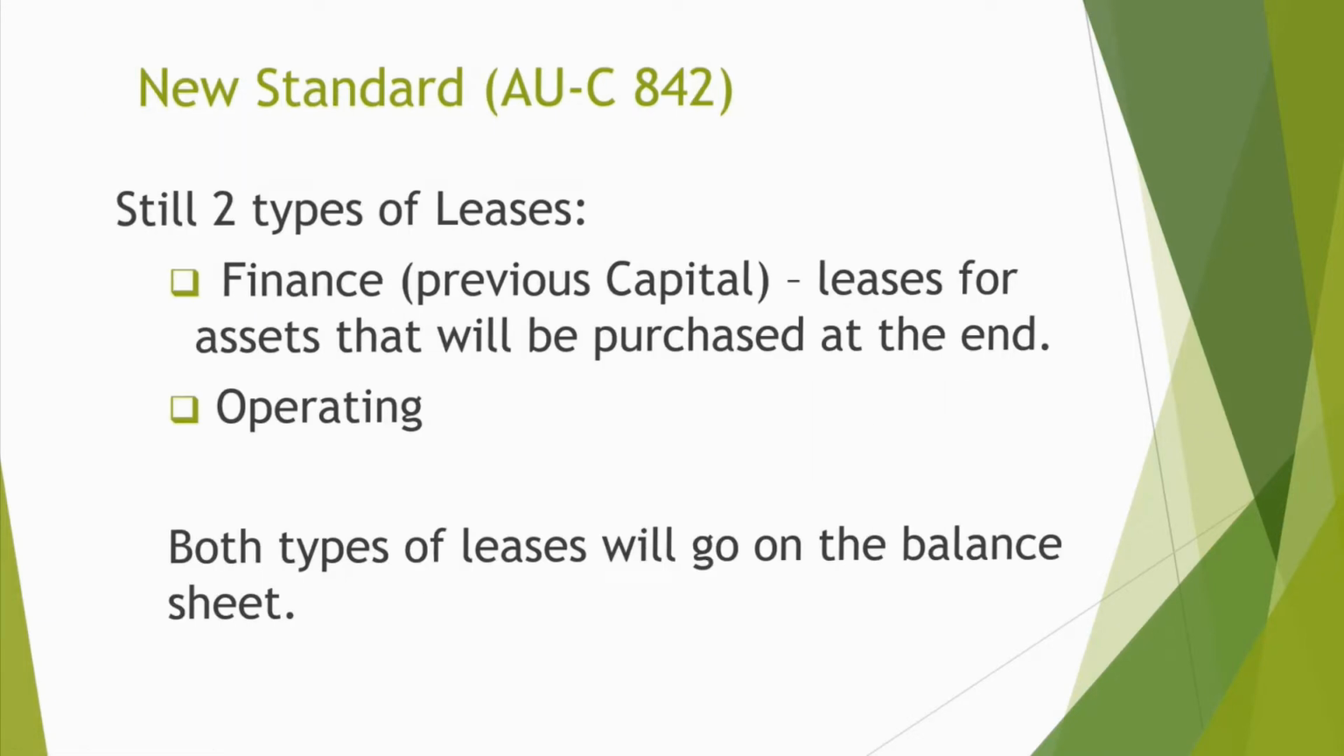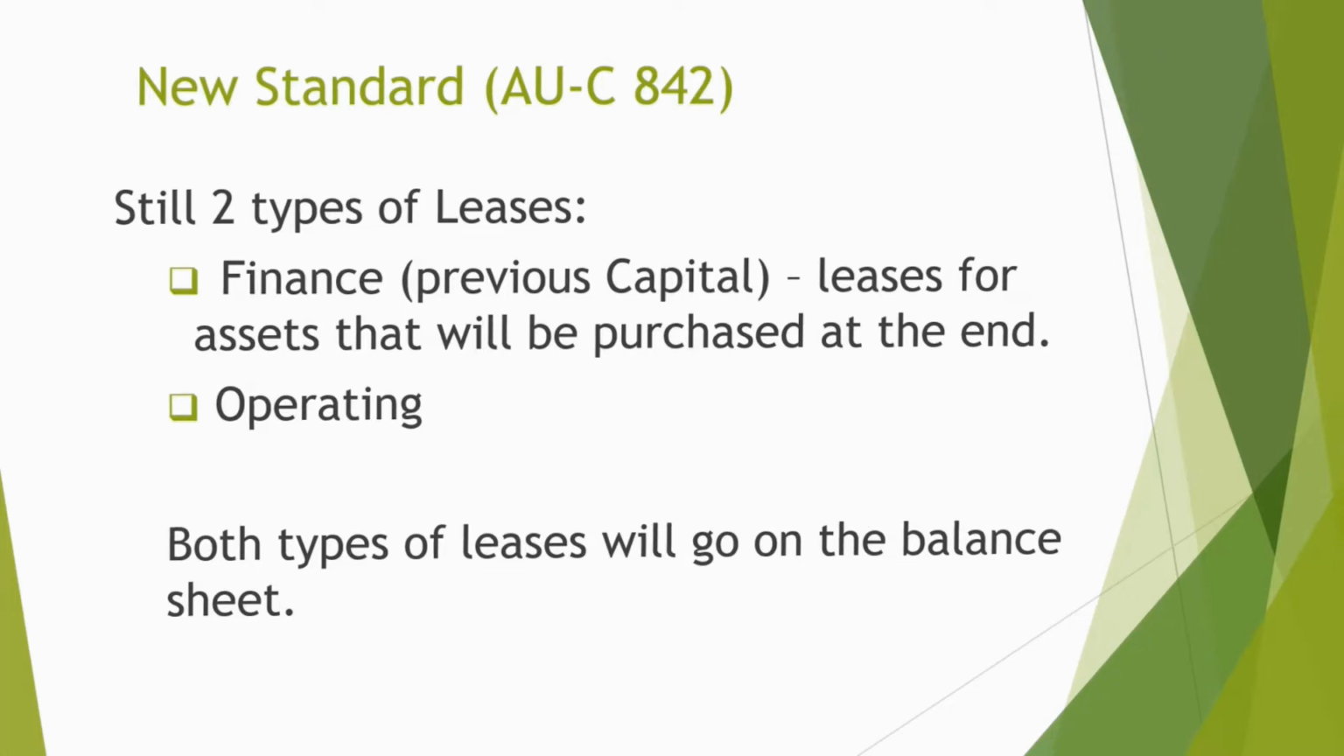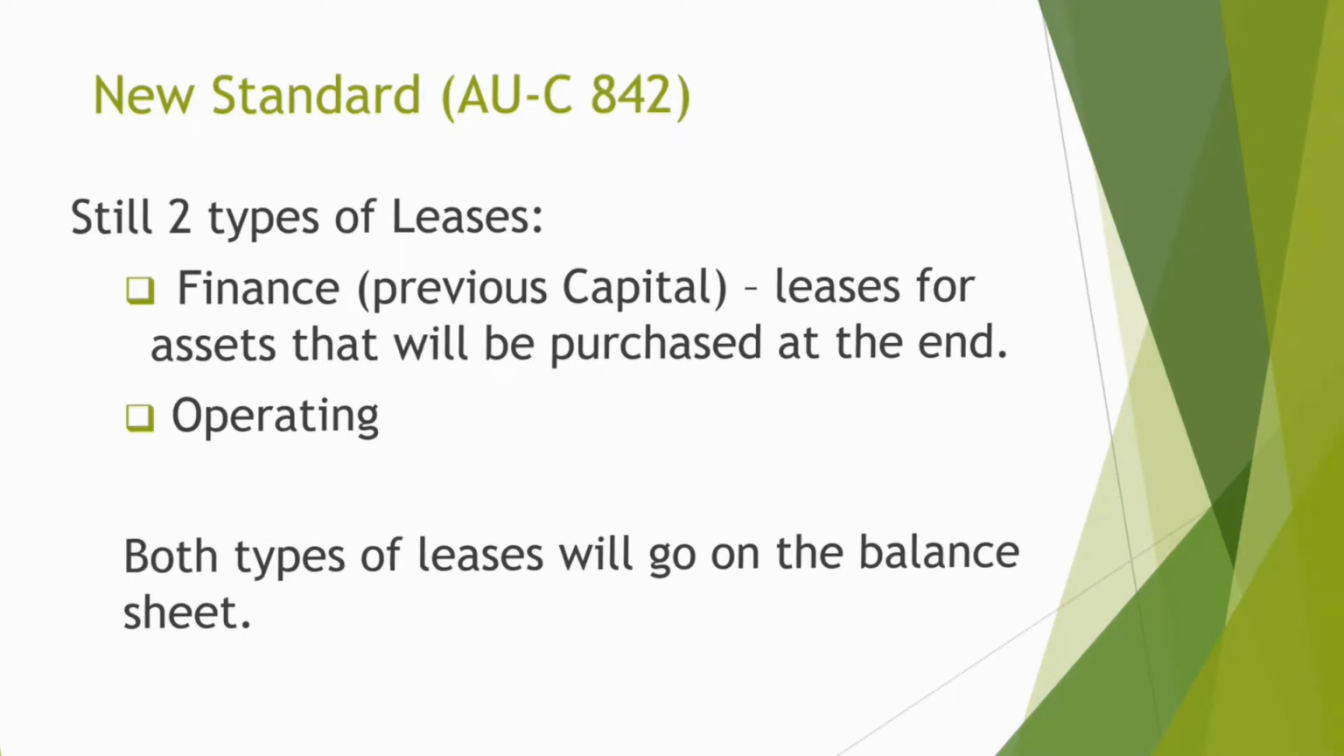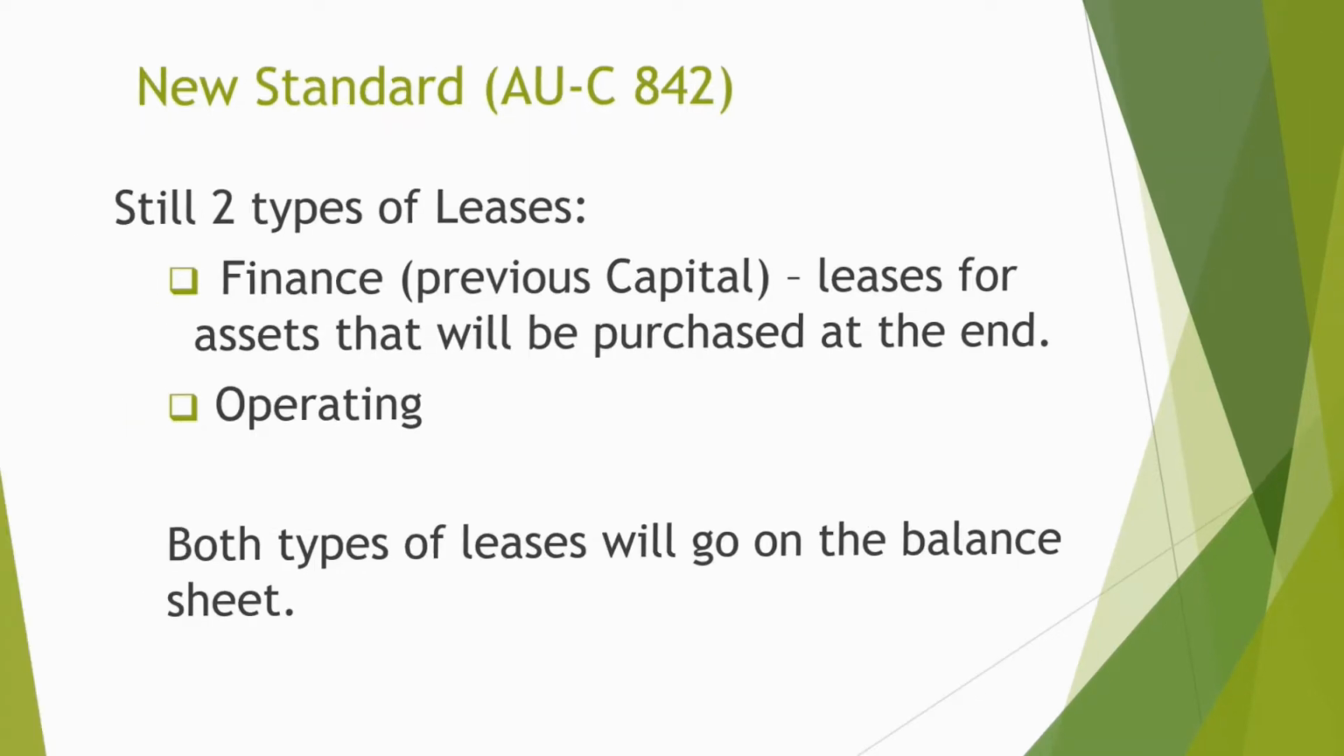So with the new standard, there's still two types of leases. Now the capital lease is going to be called a finance lease. Basically, same kind of thing. They're the assets that you purchase at the end of the lease. They still end up on the balance sheet within your assets, and you put the liability on the balance sheet as well. And there's still operating leases. The only difference now is that all types, operating and finance leases, will be put on the balance sheet if they have a term of greater than 12 months.